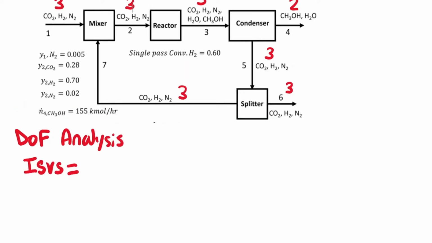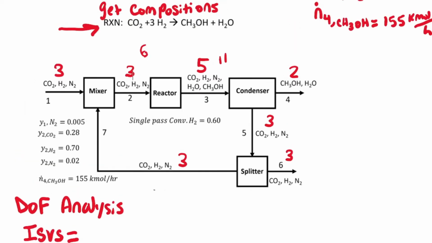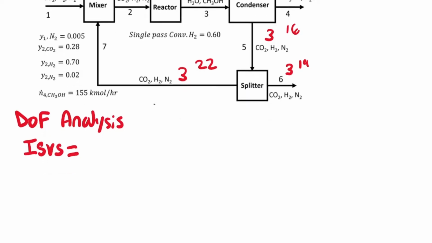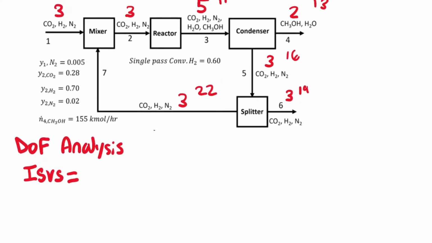I'm sorry, you can't even see this on the screen. There we go. Okay, 11, 13, 16, 19, 22. So we've got for our ISVs 22. All right, next thing we'll do is we'll look at our knowns.